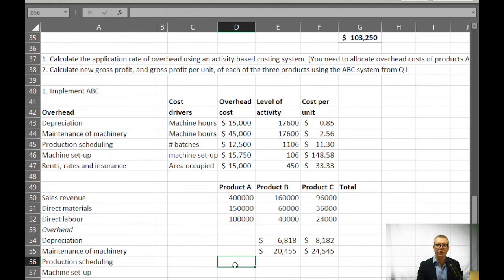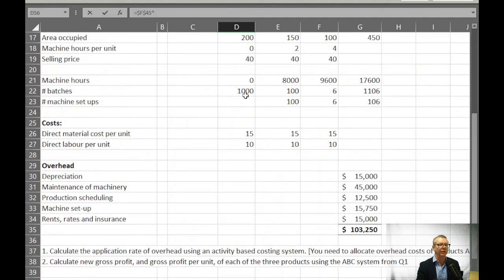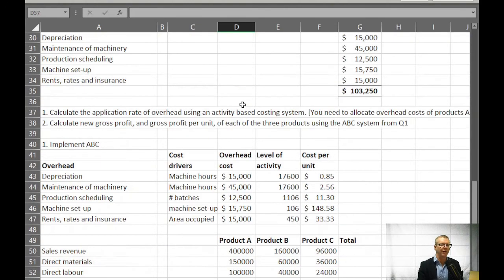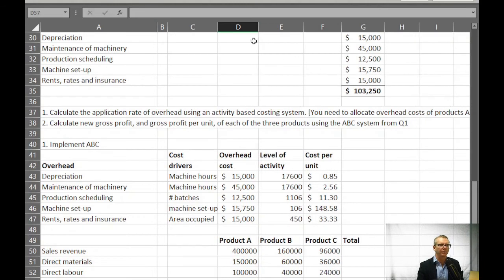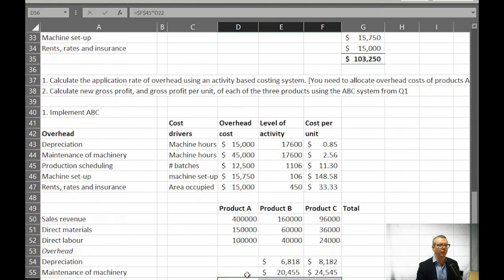When I'm looking at production scheduling, here's where we will have some costs for product A. So production scheduling we know is going to be applied at the rate of $11.30, and we're going to be multiplying this by the number of batches that we have for the product. The number of batches here is 1,000. So we've got 11,302 as the production scheduling costs. And again, I can copy that across because I've got the hard-coded cost per unit in there.